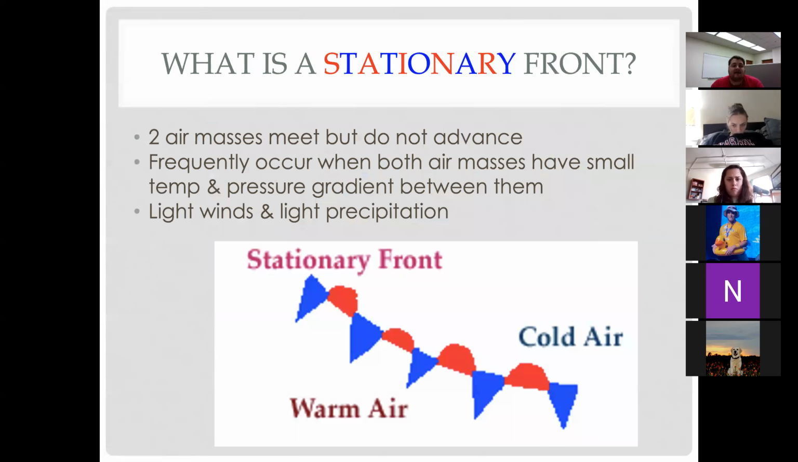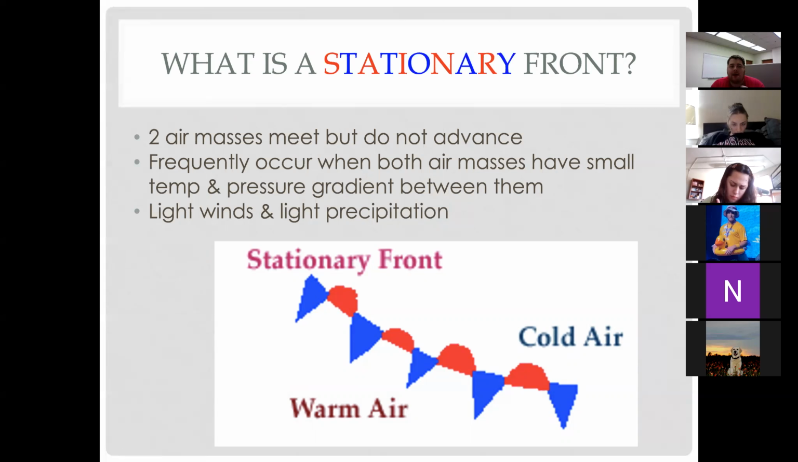And then next is a stationary front. Instead of colliding like they do in an occluded front, this is whenever you have two air masses meet, but they do not advance or collide with each other. And this frequently happens whenever both air masses have a small temperature and pressure gradient between them.